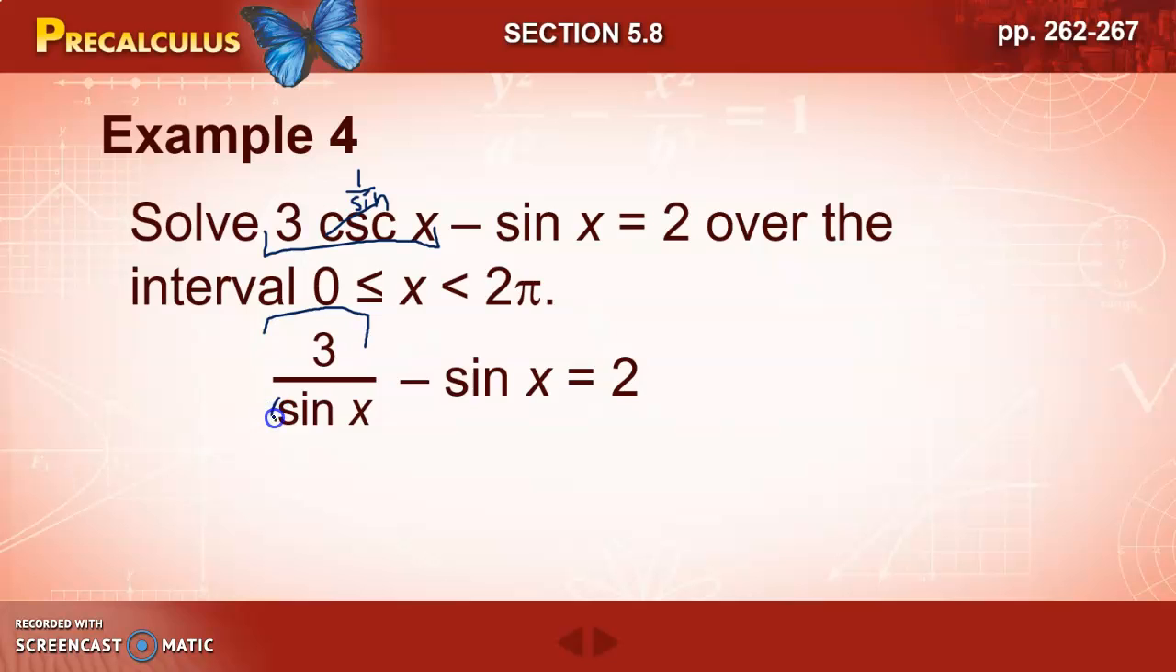I then want to get rid of my denominator here. And just like all other algebraic equations, when I want to get rid of the denominator, I multiply the whole thing by that denominator. So we're going to multiply this whole thing by sine x.